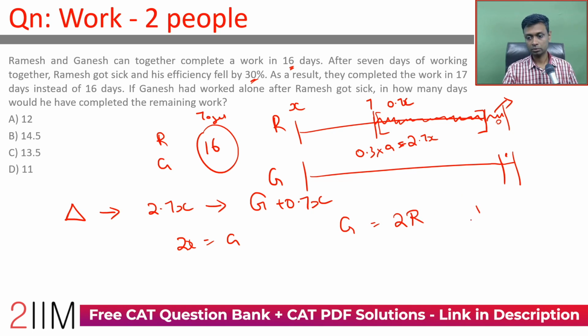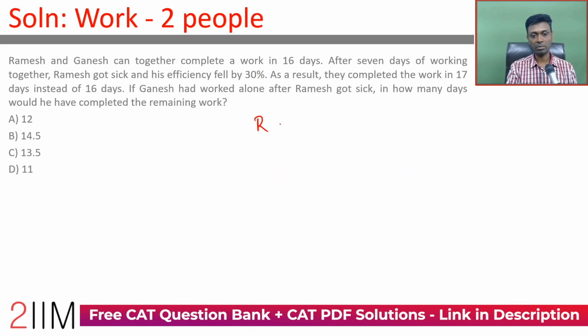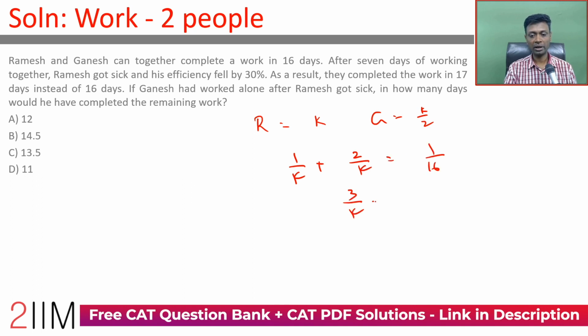Now we know, if R can finish it in R days, G can finish it in half the time. That much we know. Now we can come back to this equation and finish it off. Very simple. Now we know that Ganesh is twice as efficient as Ramesh. So we can say if Ramesh takes k days to finish, Ganesh will take k by 2 days to finish. 1 by k plus 2 by k equals 1 by 16. 3 by k is 1 by 16. k is 48. Ramesh can finish the task in 48 days. Ganesh can finish it in 24 days.